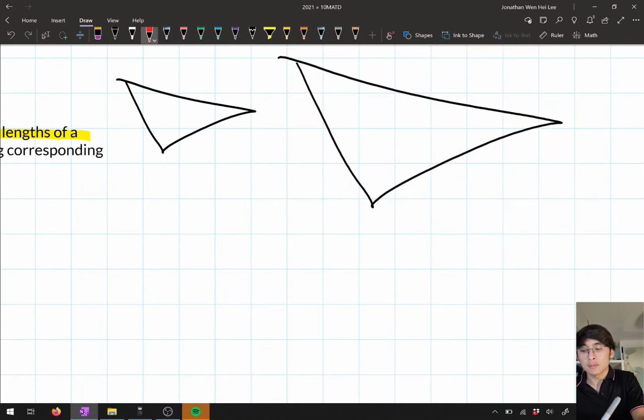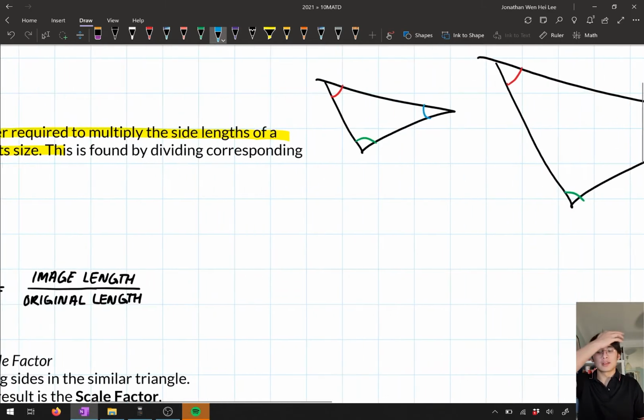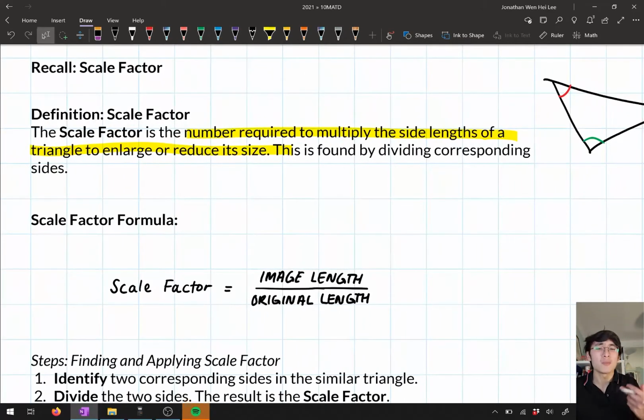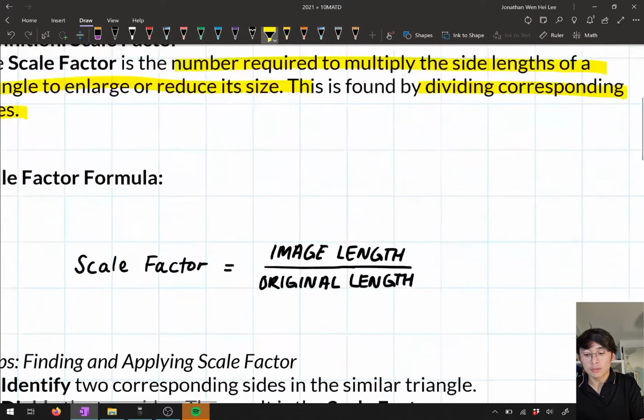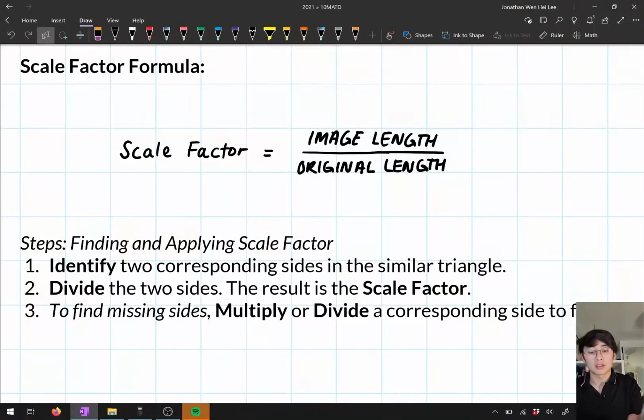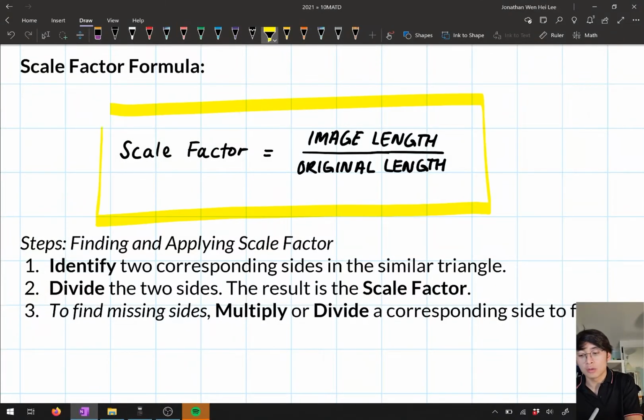We have the exact same shapes. All of the angles are exactly the same. So these angles are exactly the same, and these angles are exactly the same, but they don't have the same size. And so the scale factor tells me what I have to do to the side lengths of my smaller triangle to multiply it to become the bigger triangle. This can be found by dividing the corresponding sides. We also developed a formula for the scale factor. The scale factor was the image length, so how long is one particular side in my enlarged version, divided by the original length. How long is the corresponding side of the similar triangle in my smaller triangle?